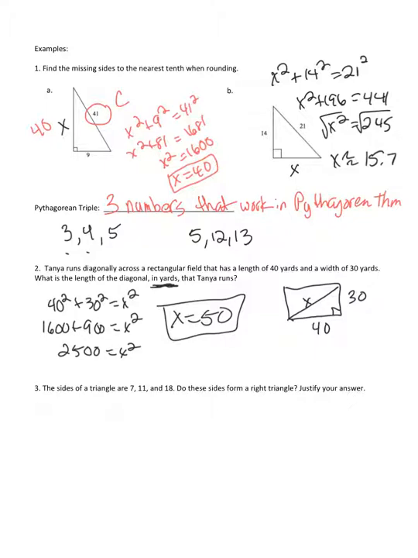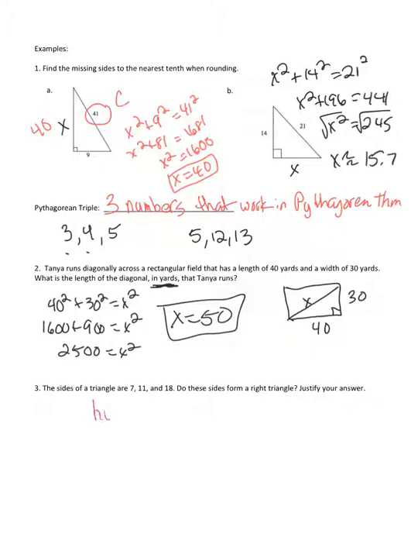Okay, the next type of problem, something like this. The sides of a triangle are 7, 11, and 18. Is this a right triangle? Justify your answer. Well, when it says justify, that just means show your work. So make sure you show your work, and we're going to try this out in the Pythagorean theorem. To do that, you've got to pick which one is the hypotenuse. The hypotenuse is always the longest side, so that's what you need to do.